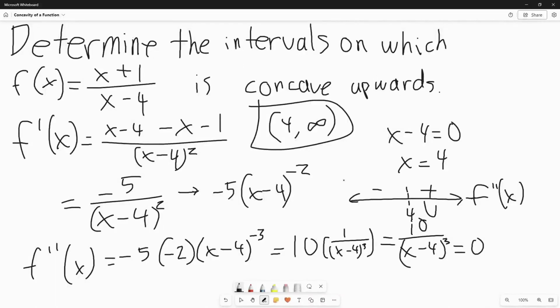So everything that I just explained and all the problems that I went through should teach you everything you need to know about the basics of concavity of functions.